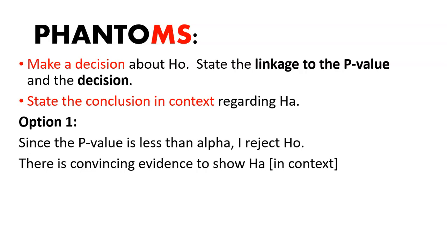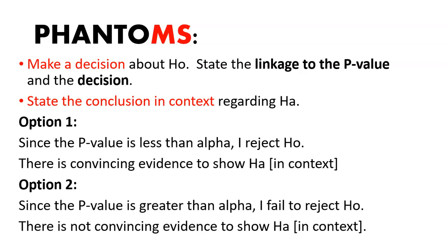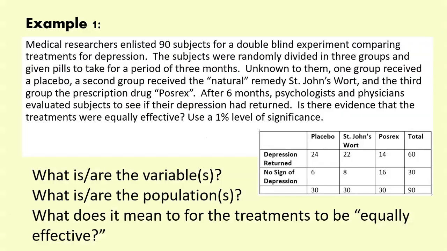Remember, that means that your first option is, since the p-value is less than alpha, I reject the null hypothesis. There is convincing evidence to show whatever Ha was, and you want to state that Ha in context. Option 2 would be, since the p-value is greater than alpha, I fail to reject the null hypothesis. There's not convincing evidence to show Ha in context.